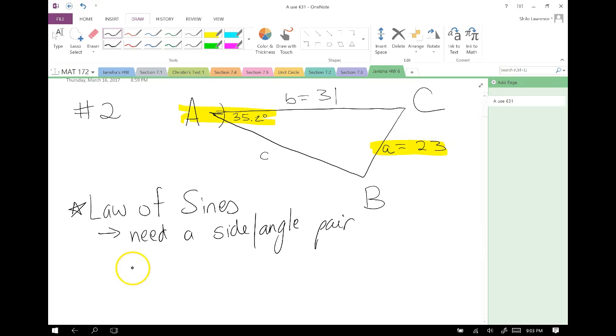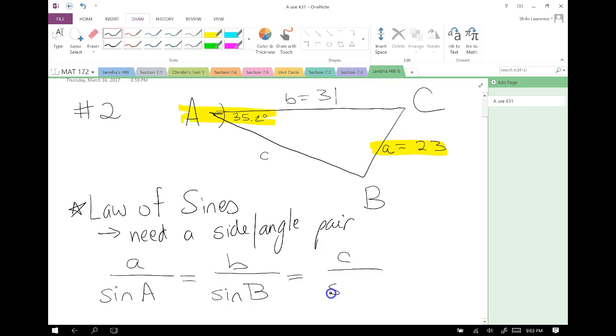So the law of sines says that side A over the sine of angle A, the value for that fraction is going to be the same no matter which side angle pair you put in the fraction. So it's the same for the A's, the B's, and the C's. So even though there's 3 fractions there, we really only use 2 at a time. And we know both of our A's, so we're definitely going to use the A's.